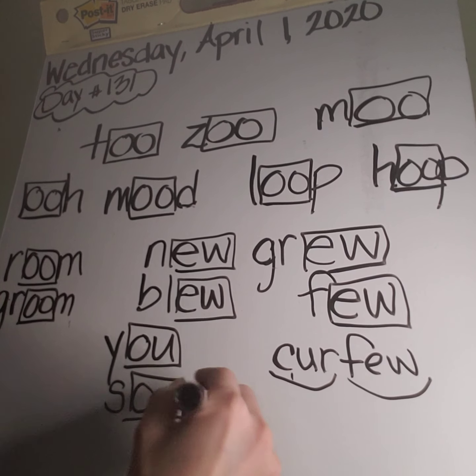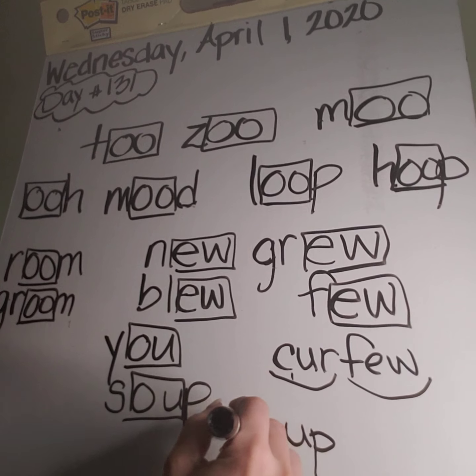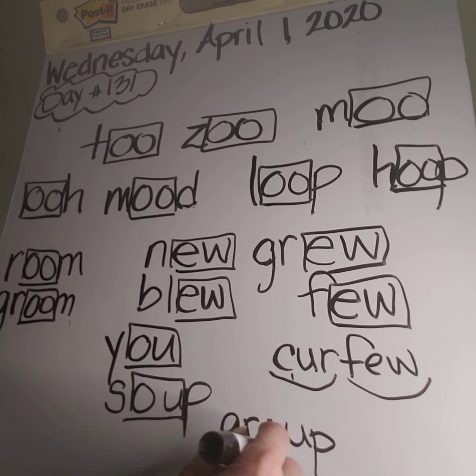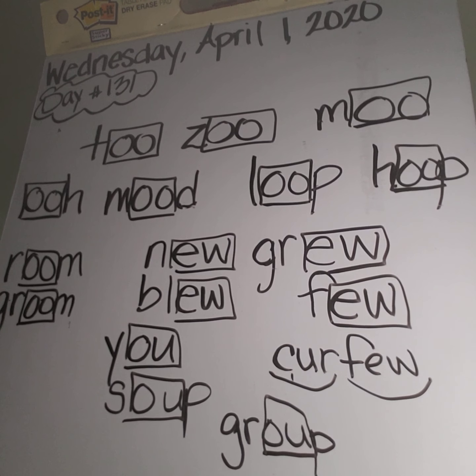Then we're going to use this same ending, O-U-P, which we know says oop. We're going to add a 2-letter blend, gr, in front. So this says group, okay? So that's it for going over our spelling words, okay?